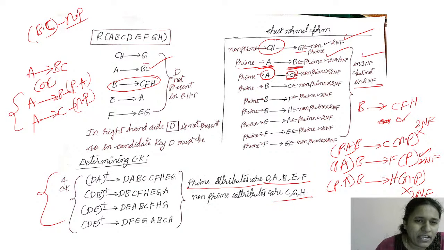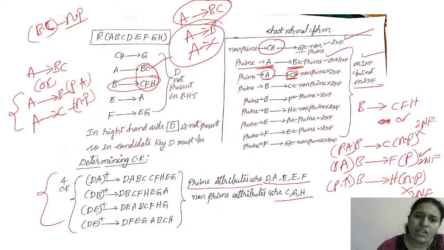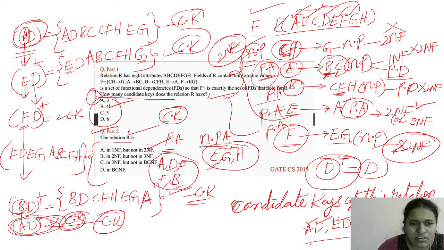Whenever any combination is there on the right side, we can decompose that into separate functional dependencies like this: A to B, A to C. It is good for finding the normal form, in which normal form the relation is. Finally, the given relation is not in 2NF but in 1NF. The answer, we already saw, right? This is the answer. A is the right answer for this question.